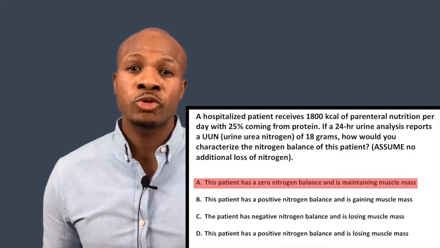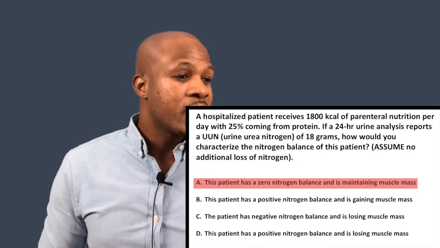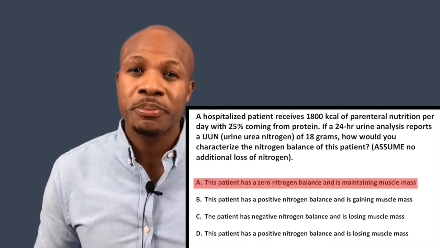So the nitrogen balance would be a balance of 0. So the correct answer is answer choice A. This patient has a 0 nitrogen balance and is maintaining muscle mass. Okay, easy, right? All right, let's go on to question number 2.